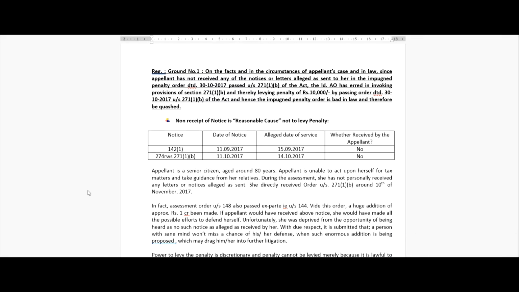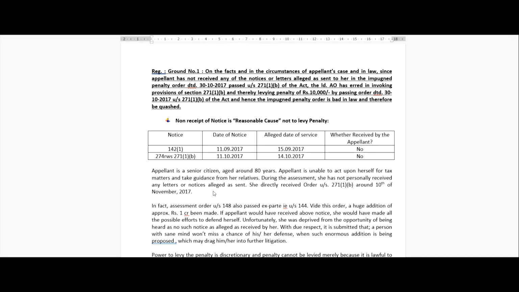So here the only difference of the assessee is that she never received these notices. The notice issued under 142(1), as the AO told, was served on 15/9/2017, but she never received such notices.